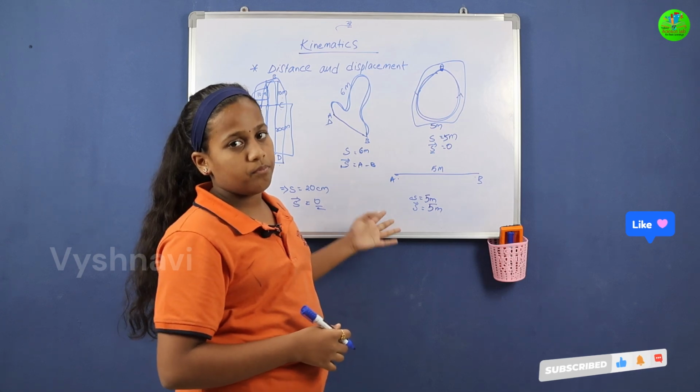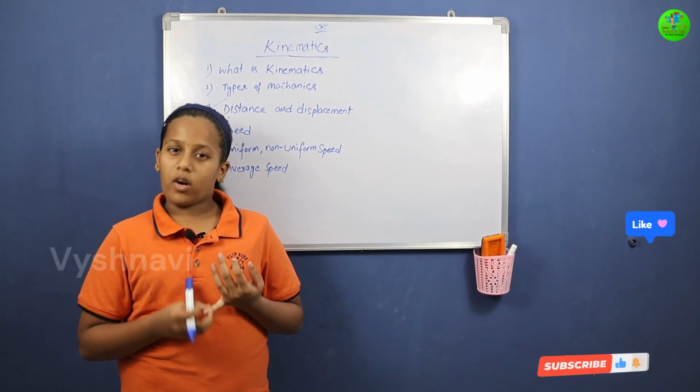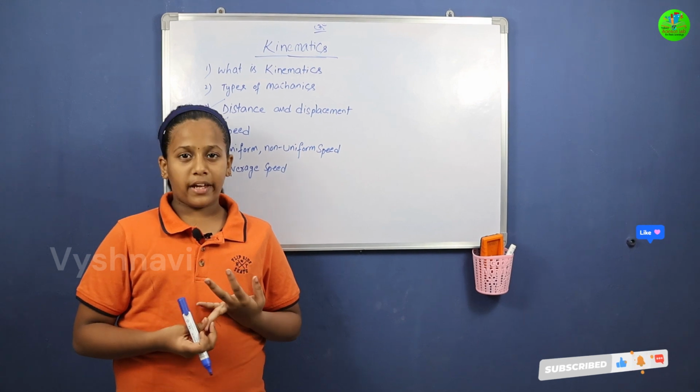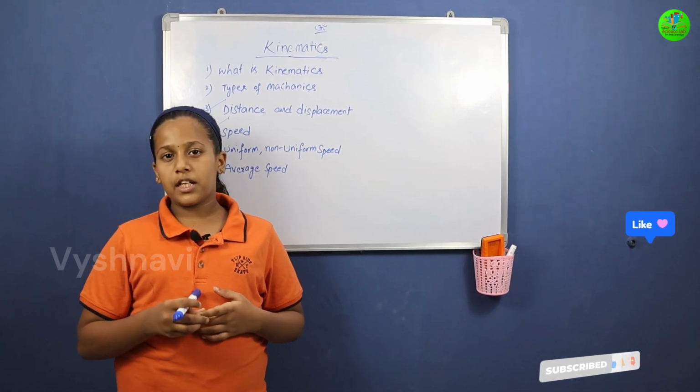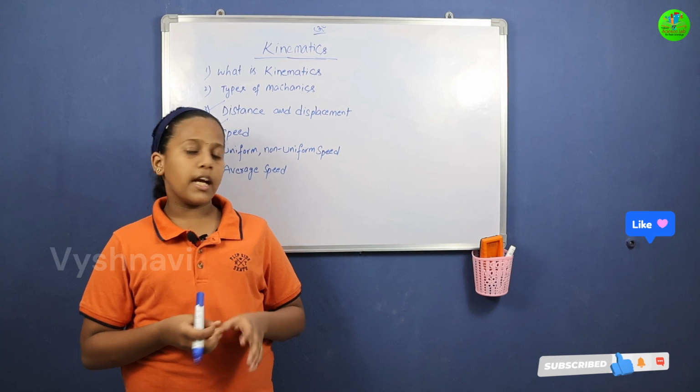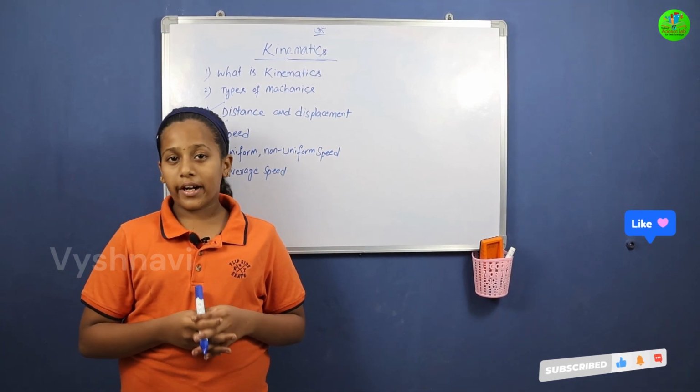The displacement and the distance are the same in this sum. We already discussed what is kinematics, types of mechanics, distance and displacement, speed, uniform and non-uniform speed, and average speed. Okay, I hope you understand this.